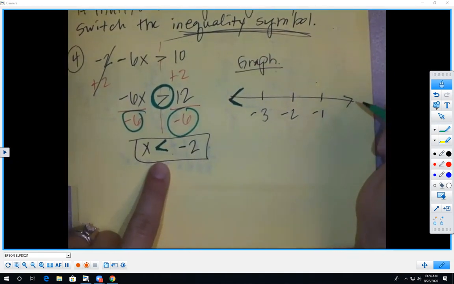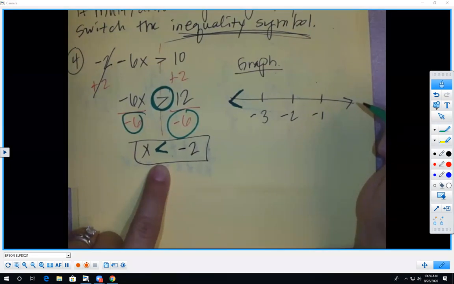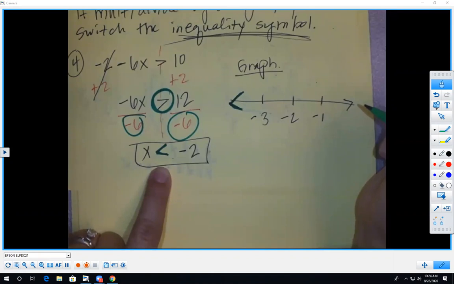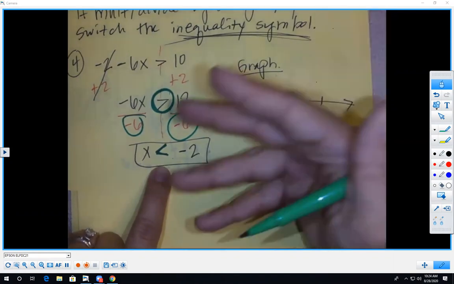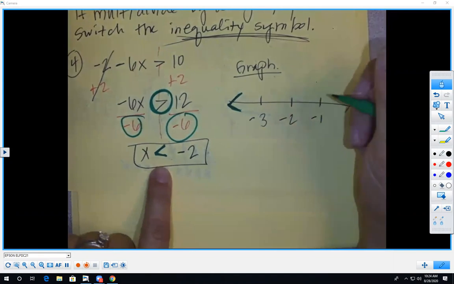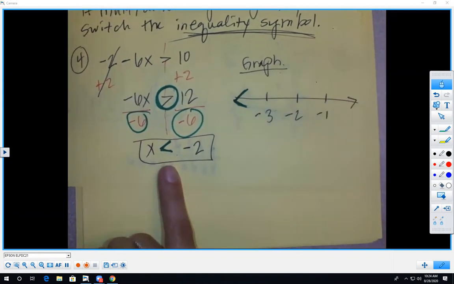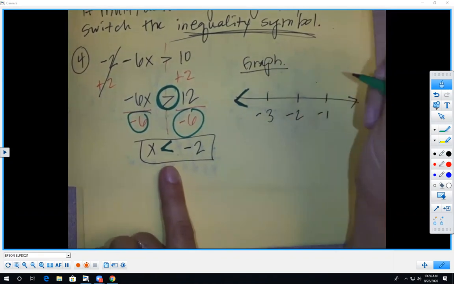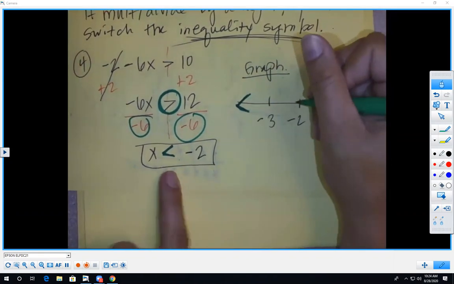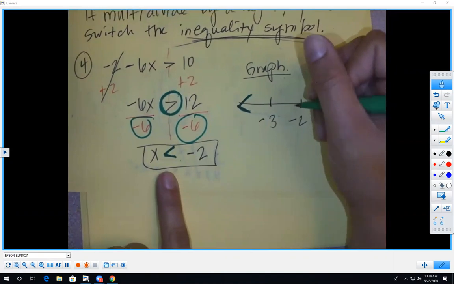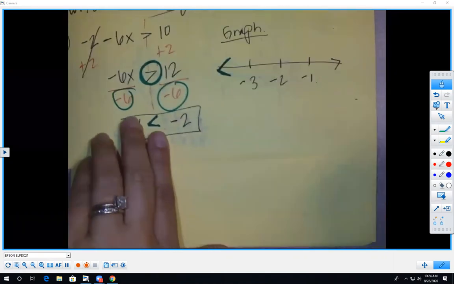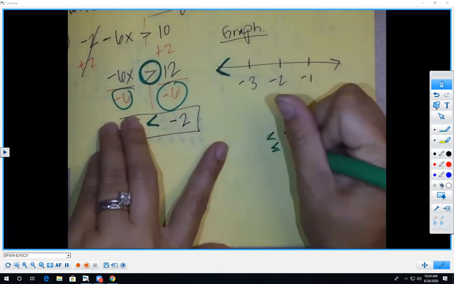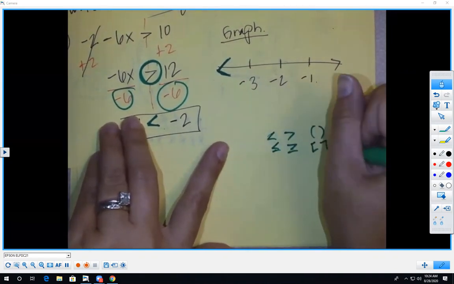I can't remember on Math Excel if it does circles or if it does the bracket or parenthesis. Has anybody done the review? The bracket or parenthesis? Well, it does. Okay, so we're going to do that. I'm totally fine if you're doing something for me on a test and you put a circle. It's the same thing. But Math Excel is going to want you to put a bracket or parenthesis. Parenthesis is when it's not equal to. Bracket is when it's equal to. So if you needed to make a little note, less than or greater than, you use parentheses. Less than or equal to, greater than or equal to, you use brackets.